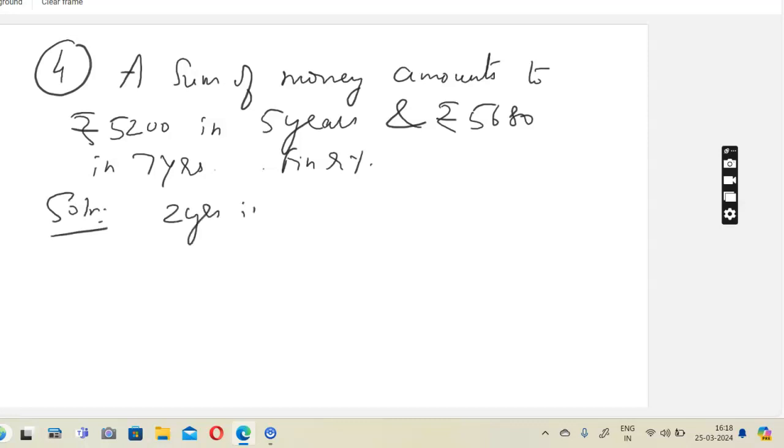So 2 years interest or 2 PR by 100 is 5680 minus 5200.